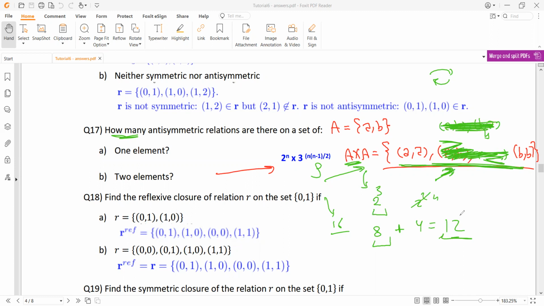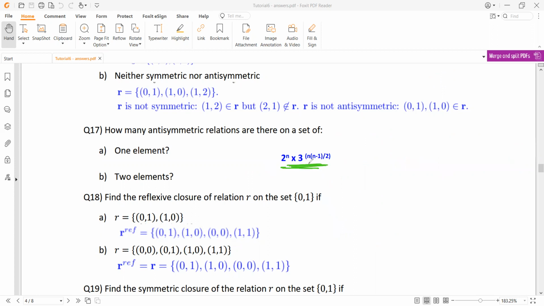And in order to find it out, there is a formula you can substitute directly to find out how many anti-symmetric relations. I've written it here for you. If the number of elements n is 1, how many possible anti-symmetric relations? 2 to the power of n times 3 to the power of n times n minus 1, by 2. Here n minus 1 is 0, and 3 to the power of 0 is 1. So I'm going to have 2, and the correct answer was 2, which is correct.